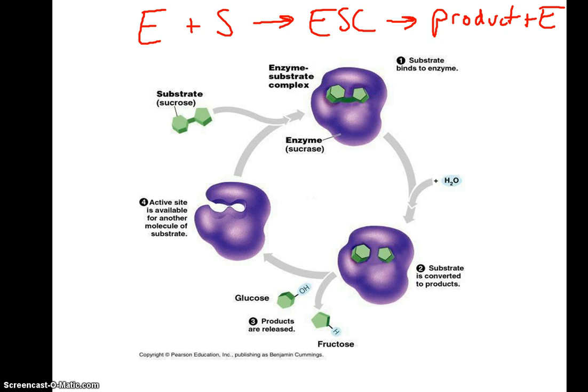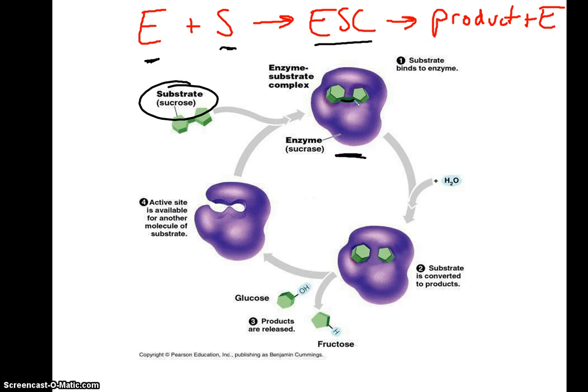In this case, if you look here, we're going to talk about sucrase, which is the enzyme that breaks down sucrose. We have an enzyme, in the purple, that will bond with a substrate, in this case sucrose, and that forms the enzyme-substrate complex right here. In that formation, the bond right here is slightly bent. It's put in a very unstable position that makes this reaction more likely to happen. That's what an enzyme does. It lowers the activation energy and makes the reaction more likely to happen.